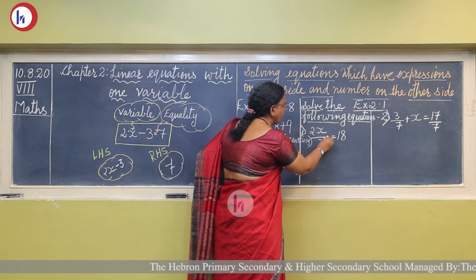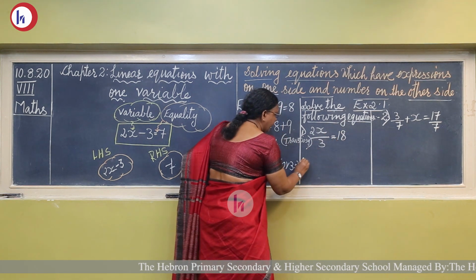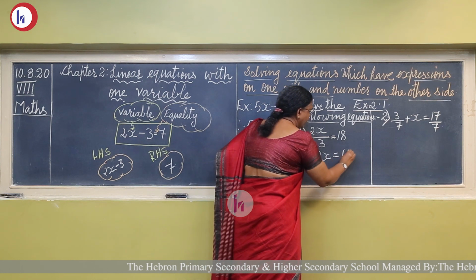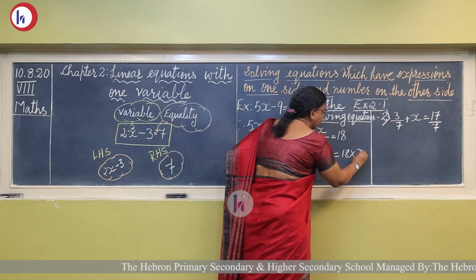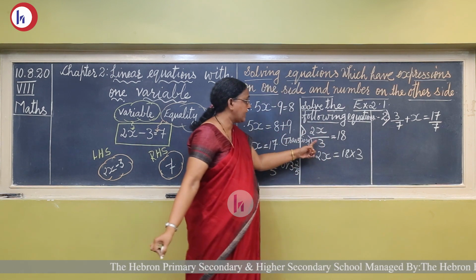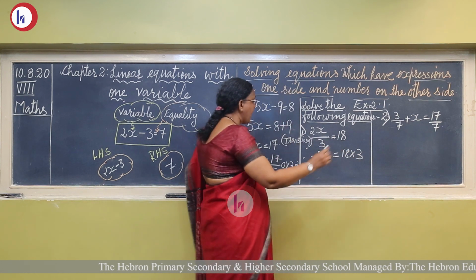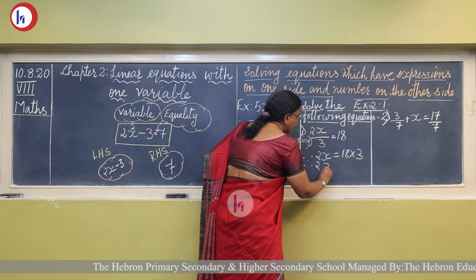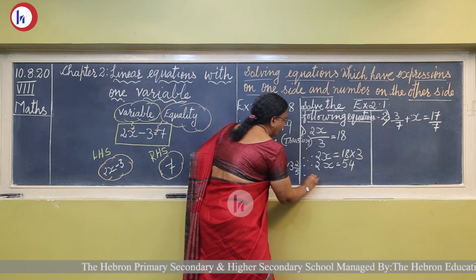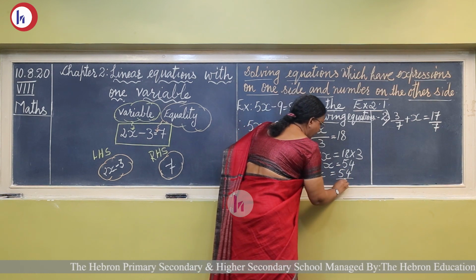Now look at the first example, that is 2x upon 3 is equal to 18. Start with 2x is equal to 18 multiplied by 3. Why is it multiplied? Here on the left hand side it is a division. When it goes to the other side it will become multiply. So 2x is equal to 18 threes are 54. Therefore x is equal to 54 upon 2.